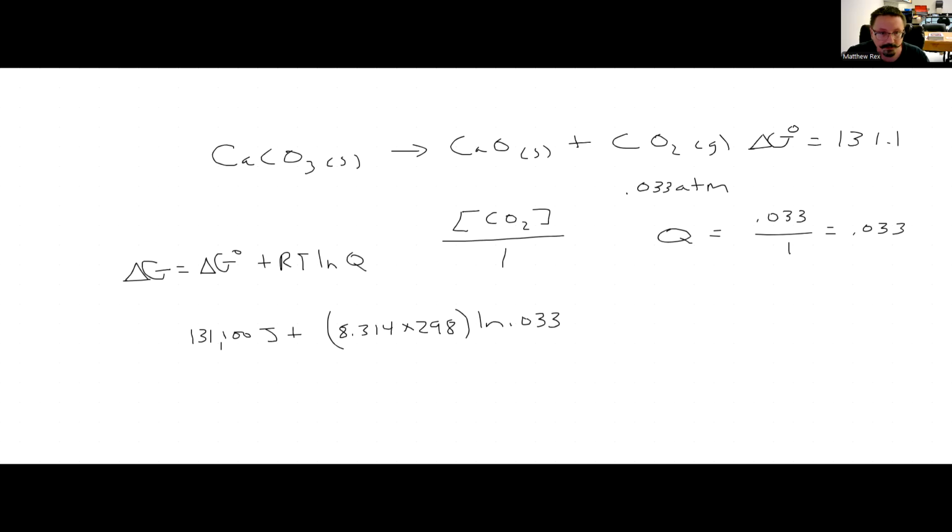And what I should have here is 131,100 joules minus 8,452. And we get positive 122,648 joules, or I think the answer here is in kilojoules. So 122.6 or 123 kilojoules right there.